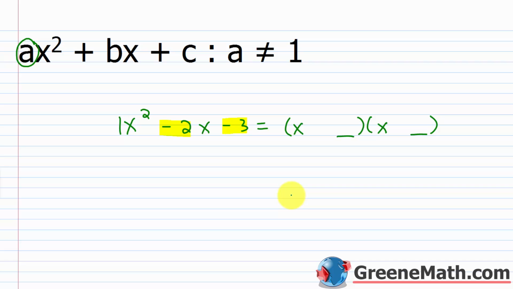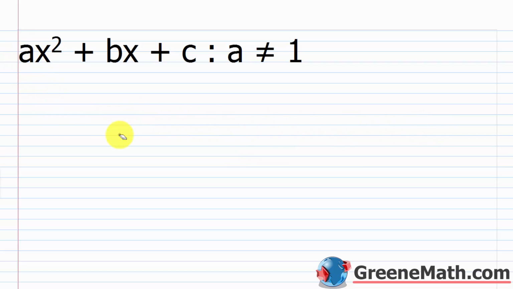So for negative 3, it's either positive 1 and negative 3 or negative 1 and positive 3. Well, in this case, because I want a negative sum, I want a negative 3 and a positive 1. My outer would be negative 3x, my inner would be plus x. That would give me a sum of negative 2x. And of course, 1 times negative 3 is negative 3. So again, that's the easier scenario.